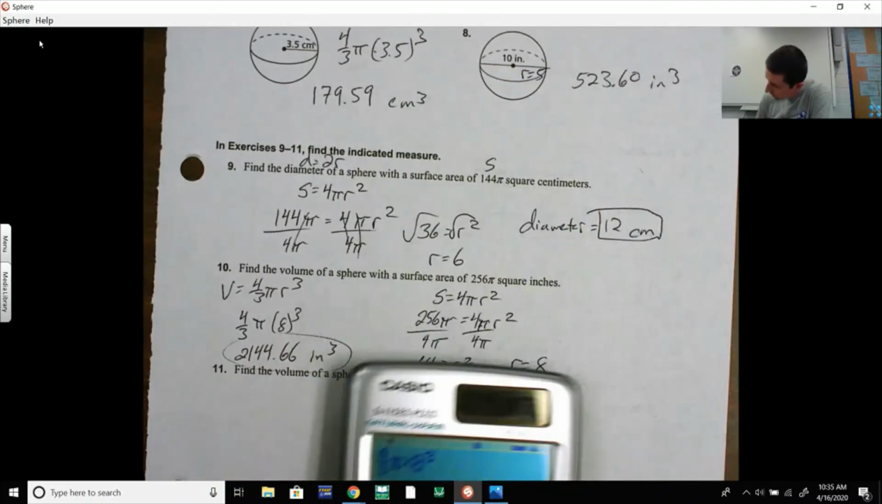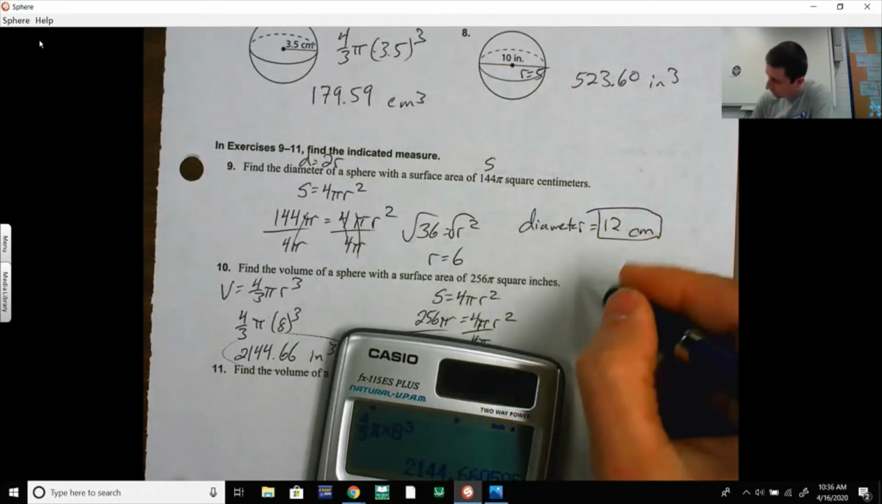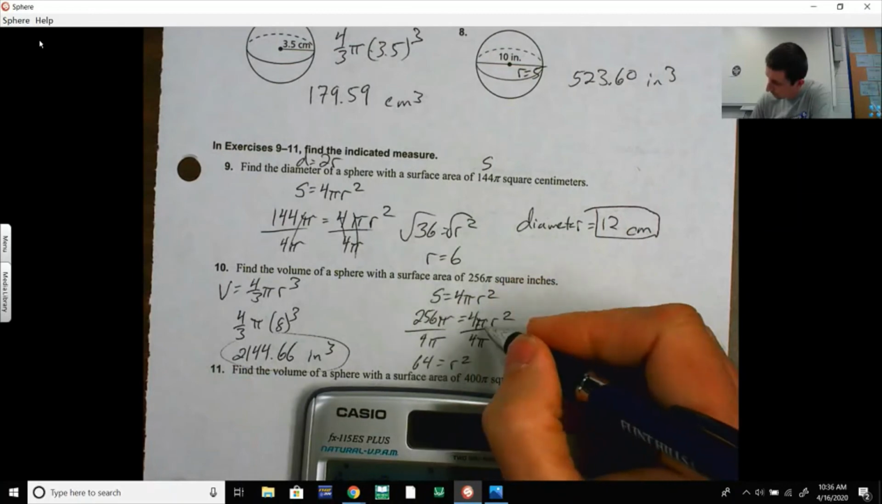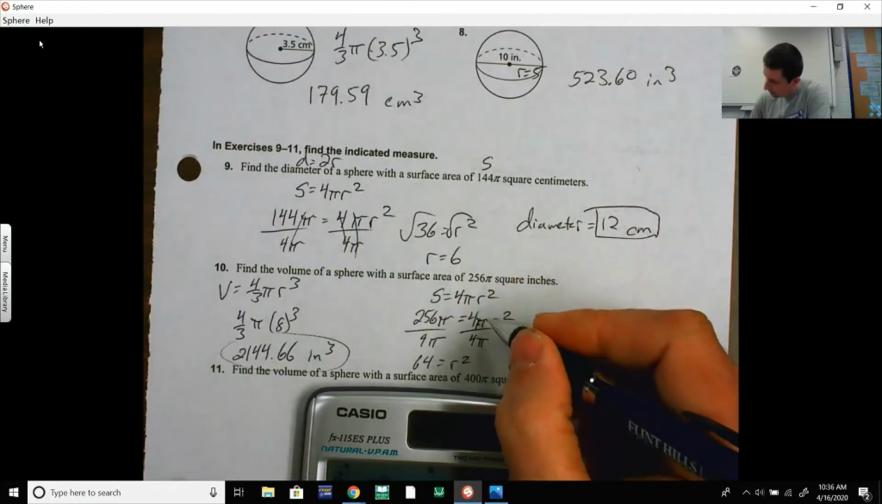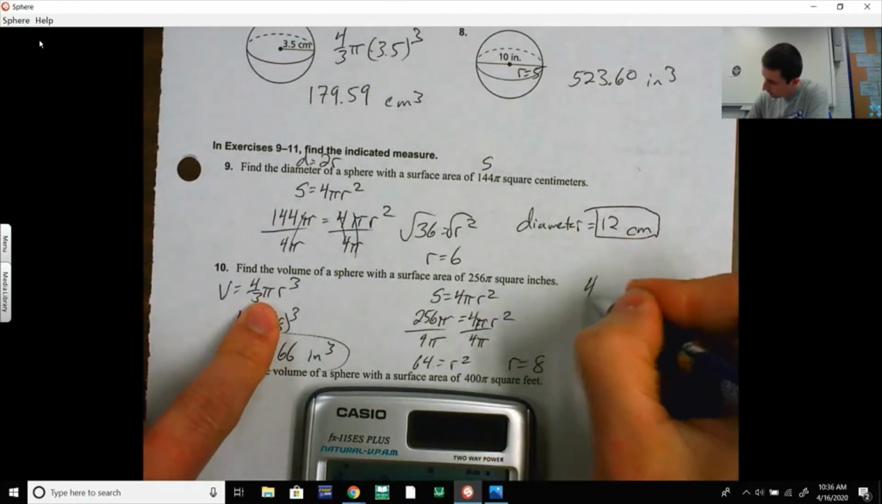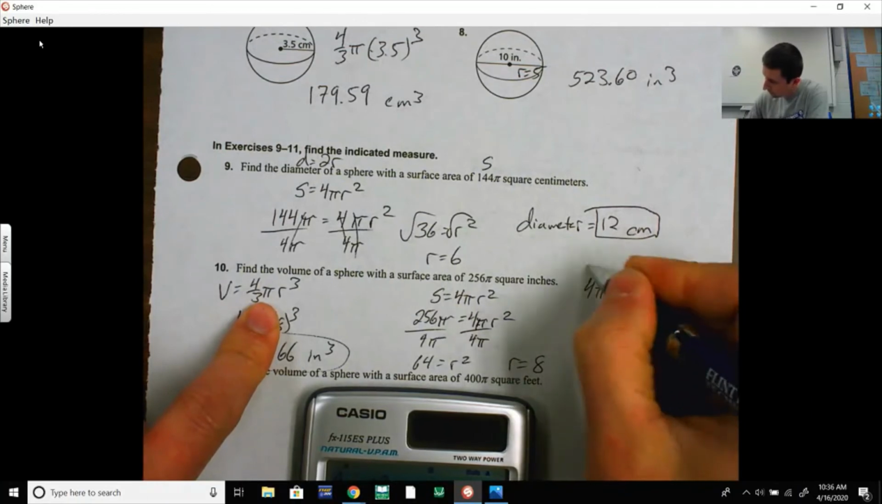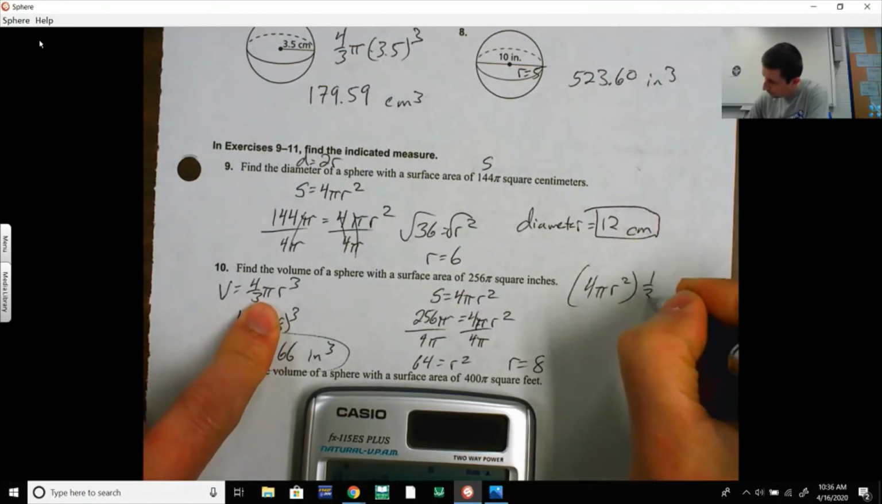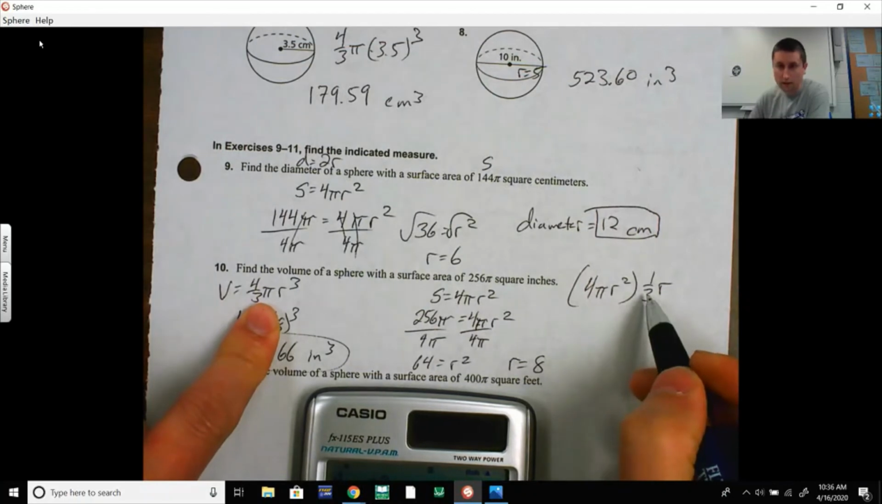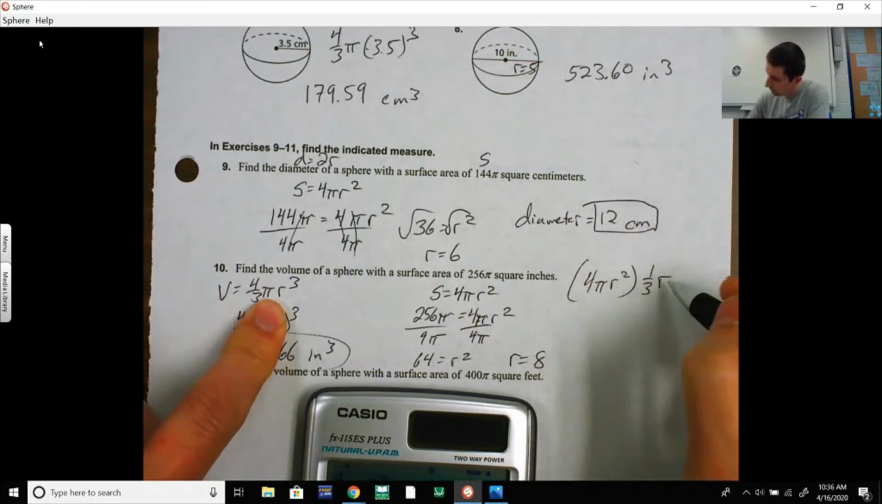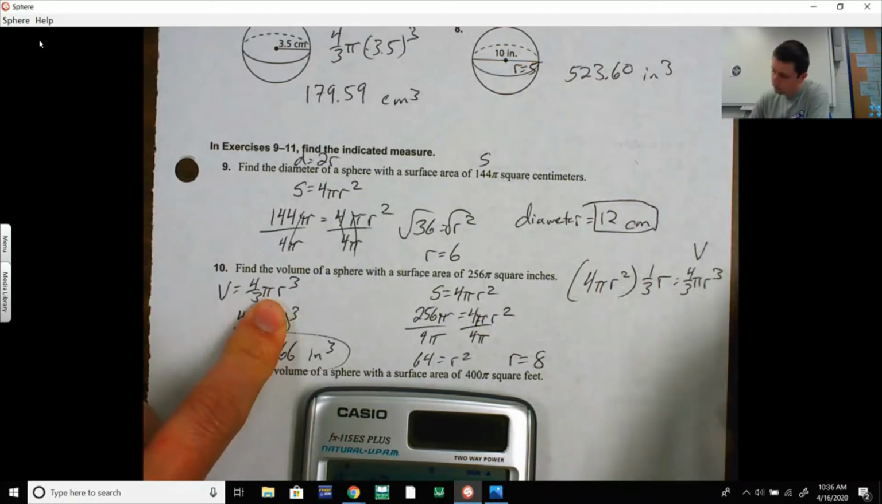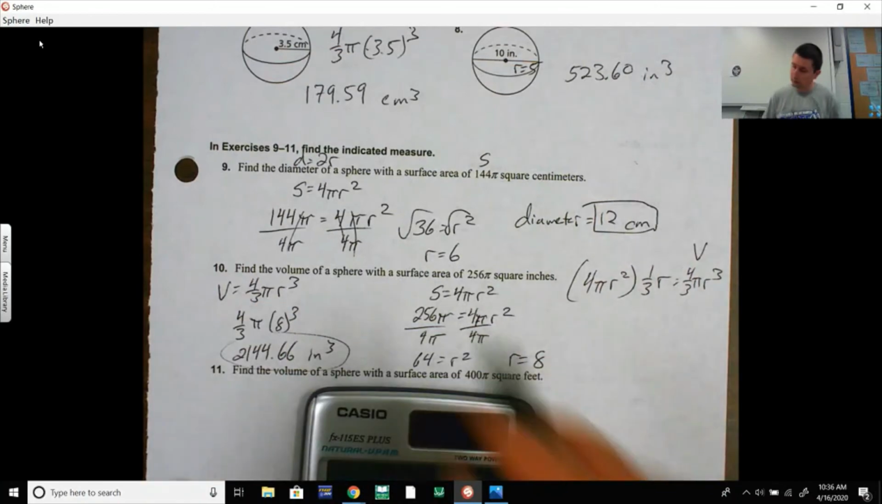So here's your shortcut. You know that surface area is 4 pi r squared. So 256 equals 4 pi r squared. If you take 4 pi r squared and multiply it by 1/3 r, you would get 4/3 pi r cubed, which is the volume. But we don't know what r is. So that's the issue. Okay, nope, we got to do it this way. Not a shortcut.